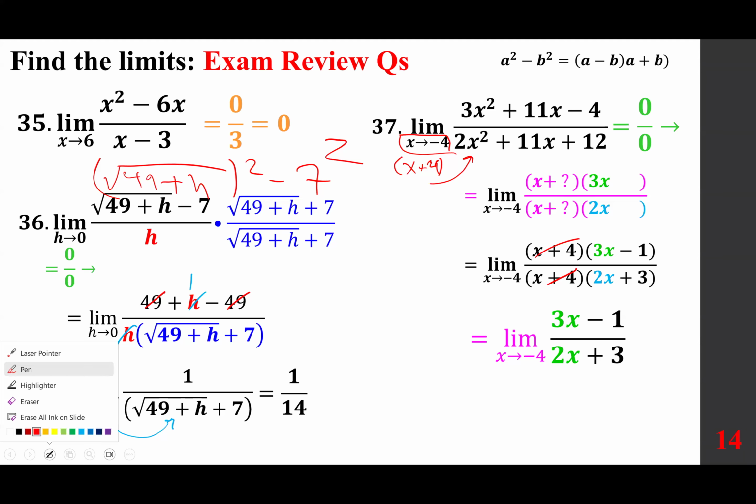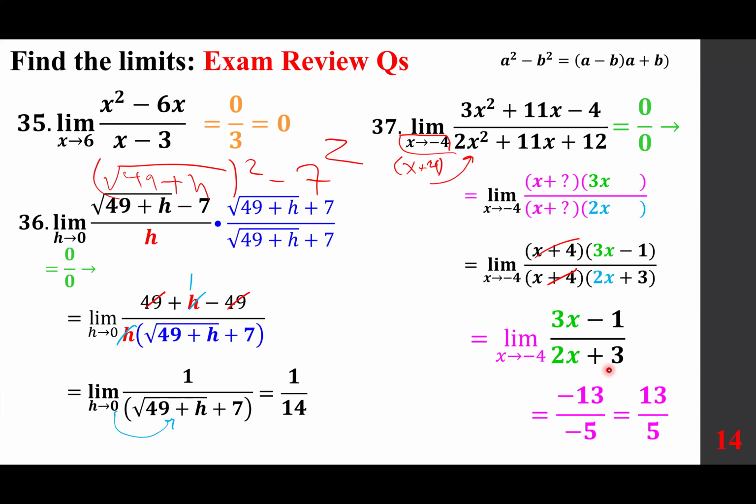So minus 4. 3 times that, negative 12 and negative 1, negative 13. Minus 4 times 2, minus 8 and 3, minus 5. The answer is 13 over 5. And that's the final answer. It's, again, pretty straightforward. I hope everybody's okay with this. Factoring is the key.